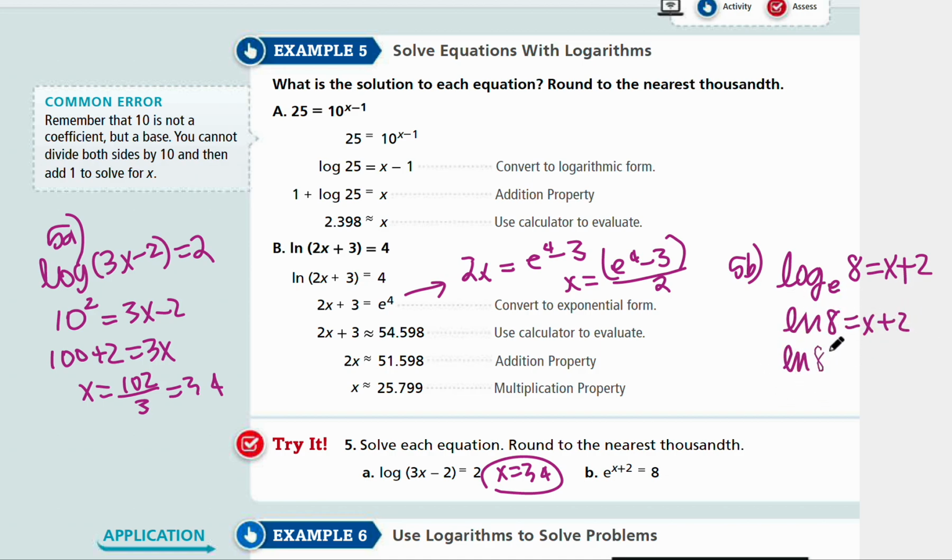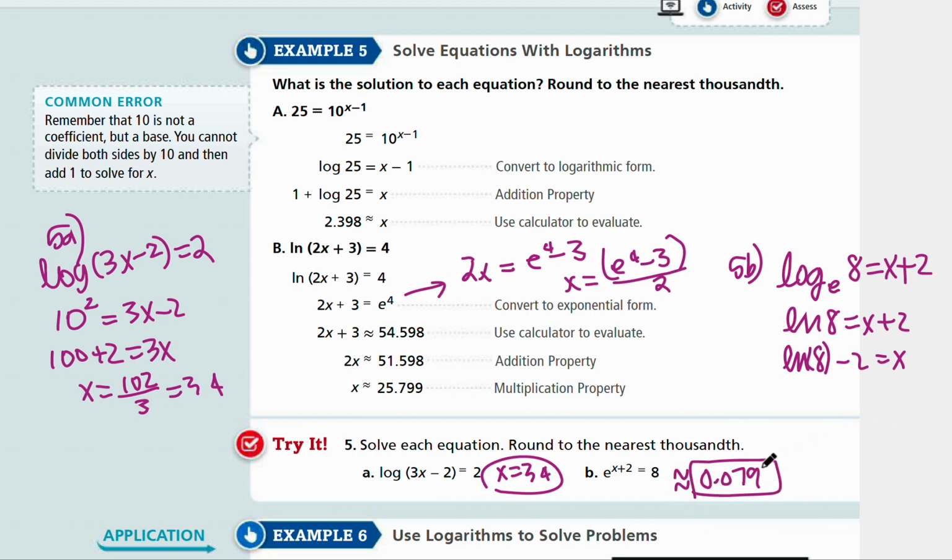So ln 8 minus 2 is equal to x. If you plug it into the calculator, it's going to be about 0.07944154168. So that's going to be about 0.079, rounded to the nearest thousandth.